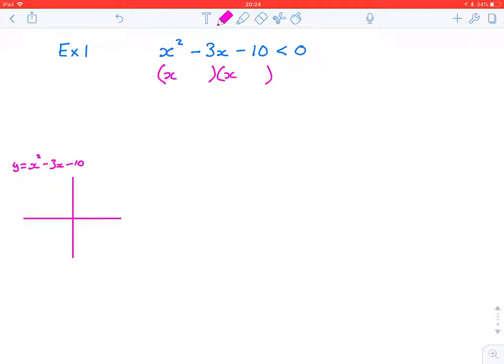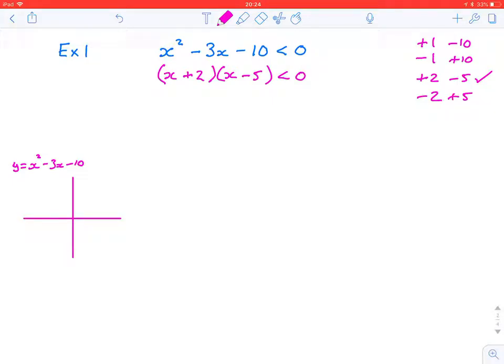So we want two numbers that multiply together to give minus 10 and add together to give minus 3. Well, the possible pairs are plus 1 times minus 10, minus 1 times plus 10, and we can also have 2 times 5, so plus 2 times minus 5, minus 2 times plus 5. So they're the four pairs of numbers that would multiply to minus 10. Which pair also add up to minus 3? It's the plus 2 minus 5. So in the bracket we want plus 2 and minus 5.